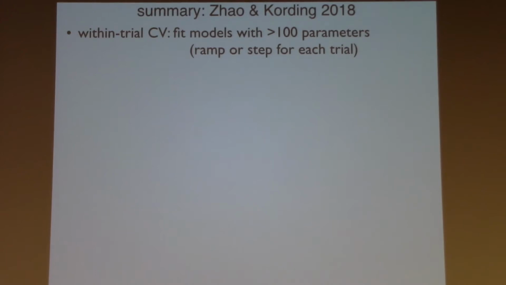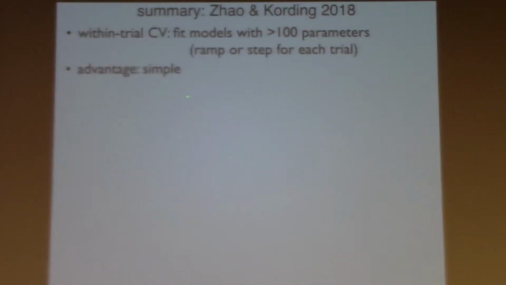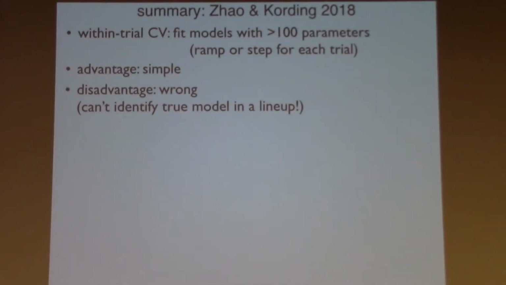So let me just summarize my take on their paper. They did within trial cross-validation. They fit models with more than 100 parameters for many neurons. There's a ramp or a step for each neuron on each trial. The advantage of this approach is that it's simple. The disadvantage is that it's wrong. It can't identify the true model in a lineup.